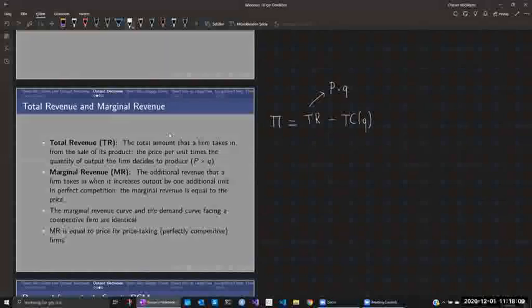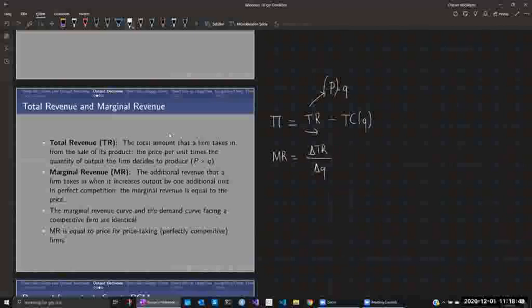So now we can make a definition of marginal revenue. The marginal revenue is simply the change in total revenue when we increase the level of production by 1. So if the price is given, if the price is not affected by your level of production, what can I say about marginal revenue? What should it be equal to? What do you think?